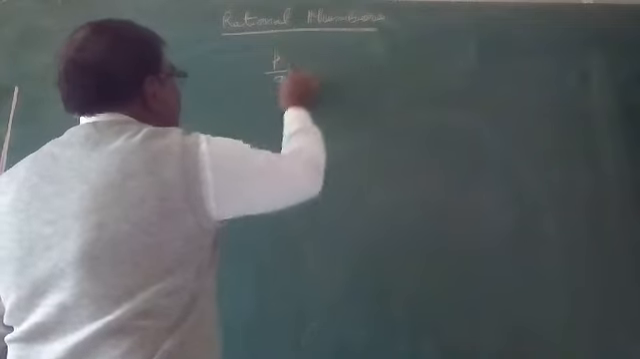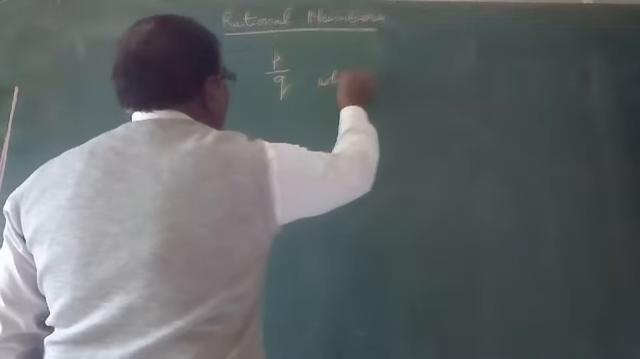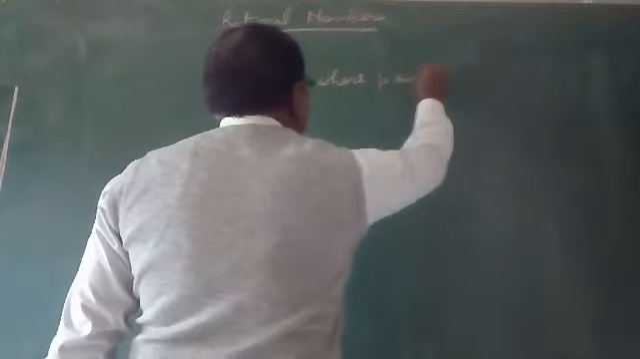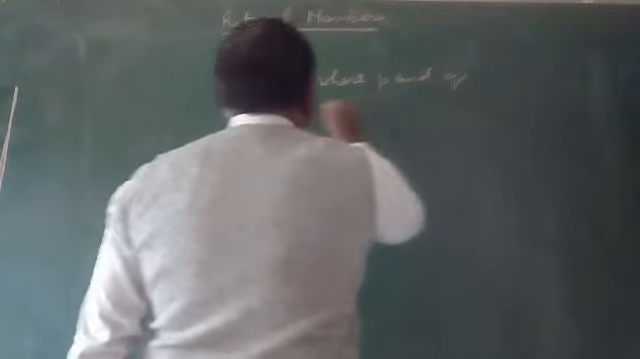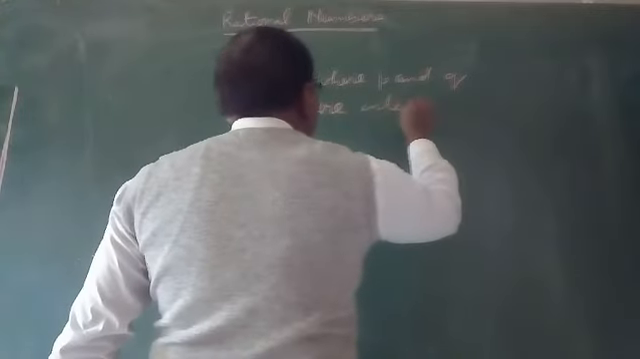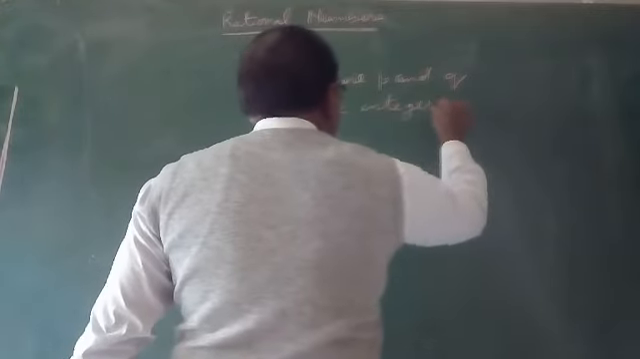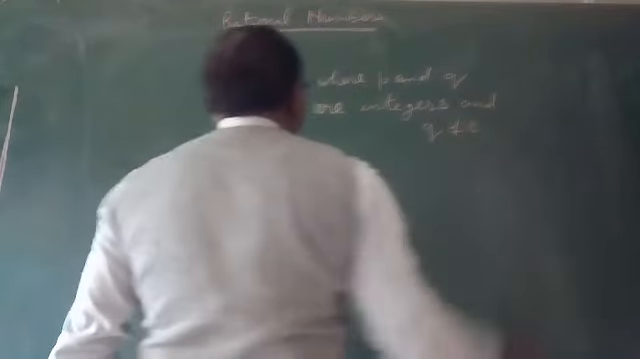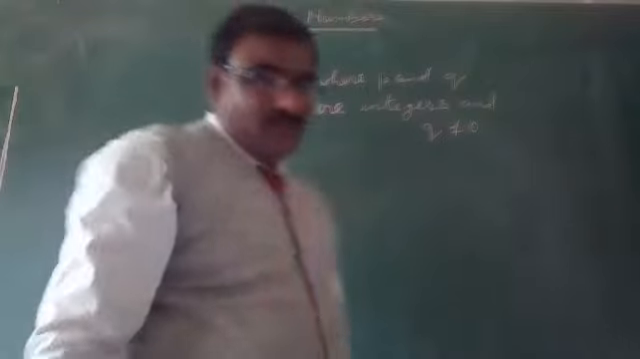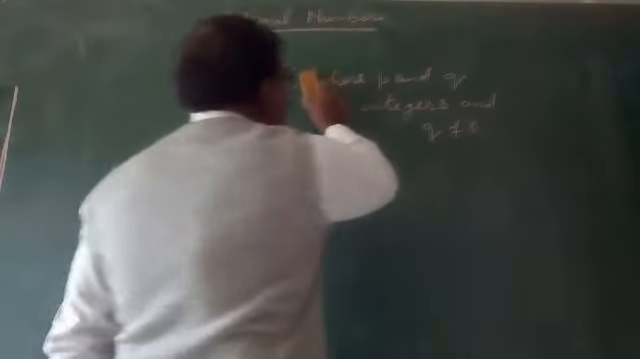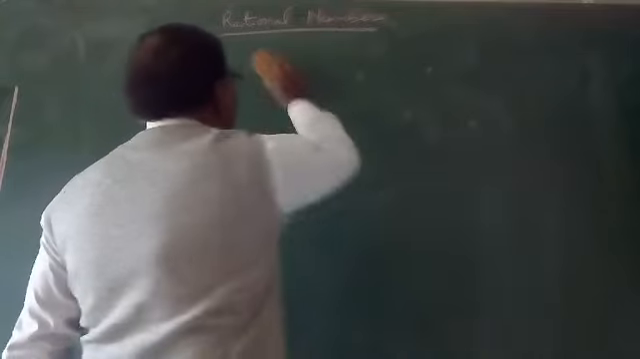A rational number is expressed in the form p by q, where p and q are integers and q is not equal to 0. This is called a rational number. Now I will explain after this negative rational number and positive rational number.